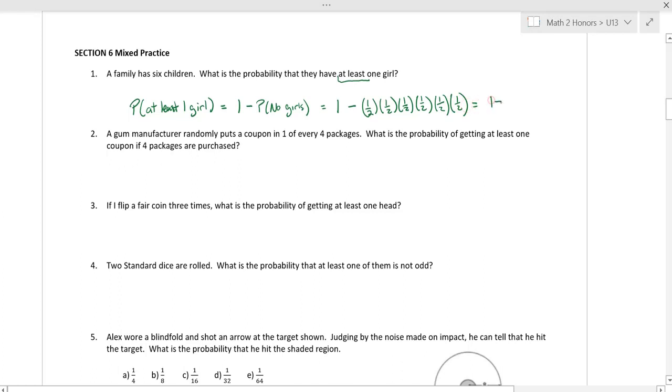We get 1 minus 1 out of 64, which is 64 over 64. That's your 1 minus 1 out of 64. And that comes out to be 63 out of 64.